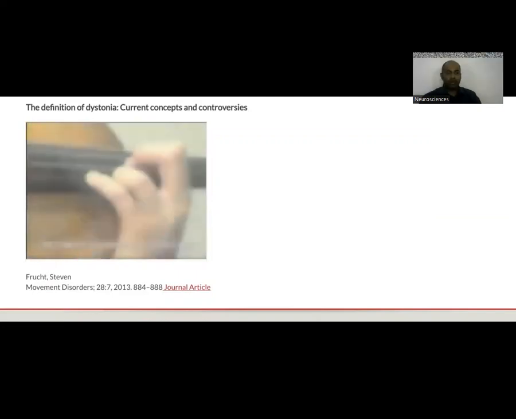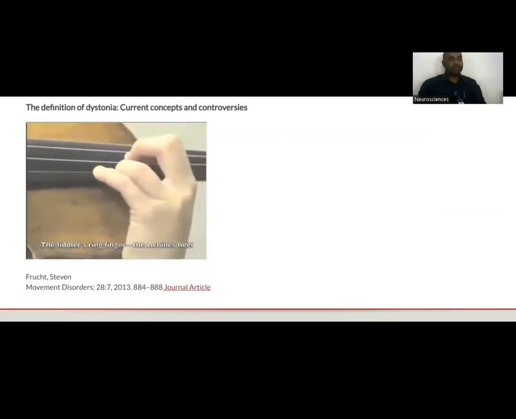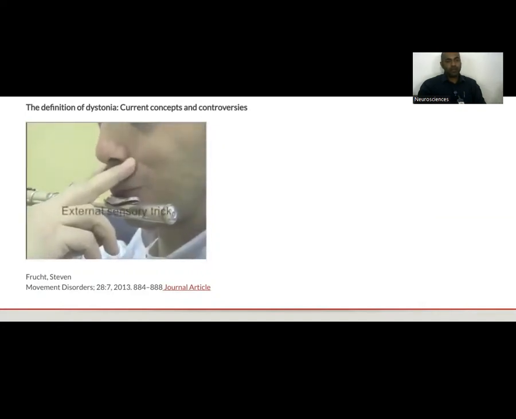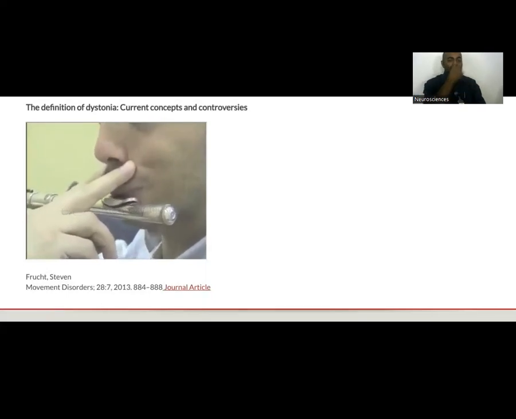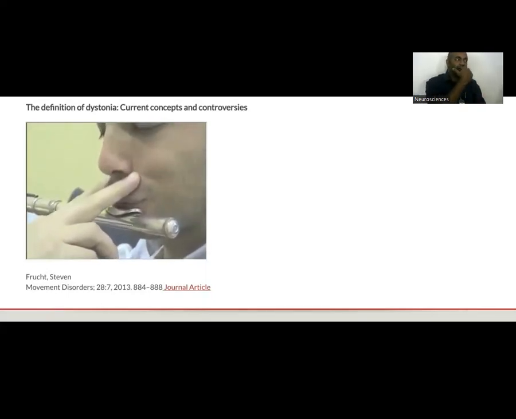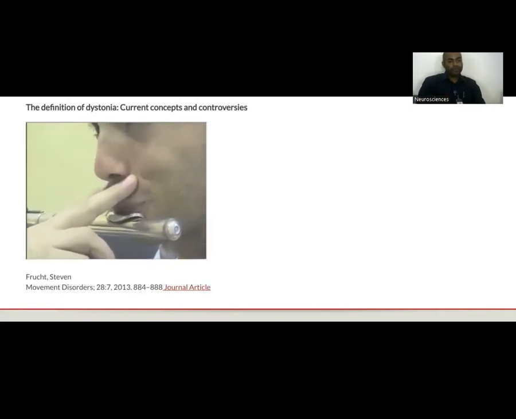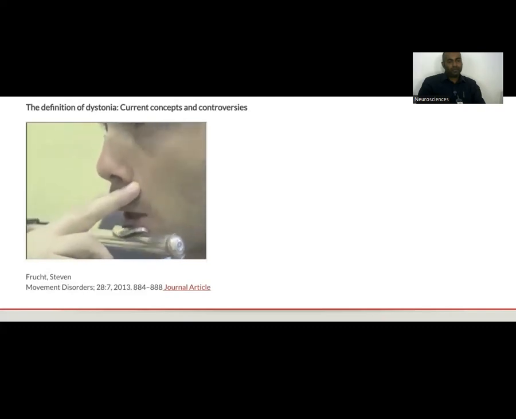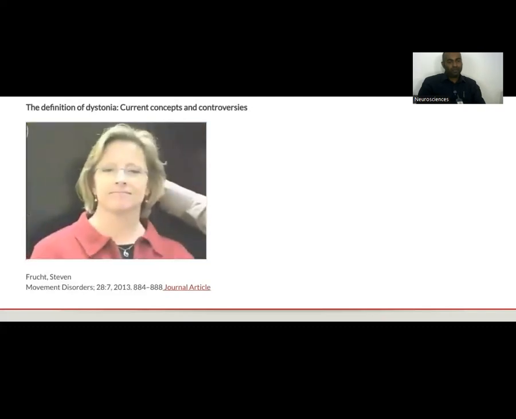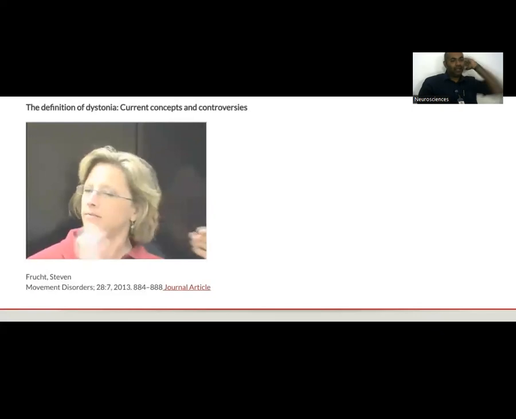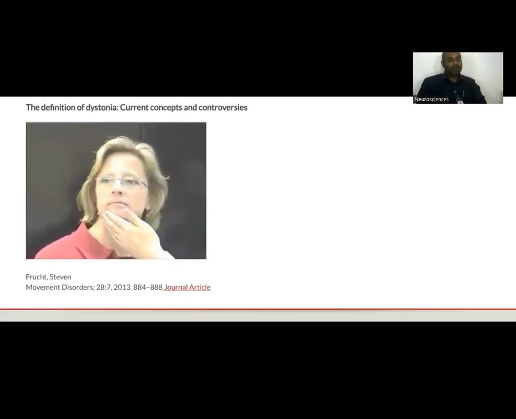Many of the hand dystonias are task specific, like playing a musical instrument. So ancillary features, they are talking about sensory tricks. So he's touching, he has an oromandibular dystonia and he's touching the lips, gets temporary relief and is able to play. So in the cervical dystonia, it's an external. So if she touches it, so it's something.